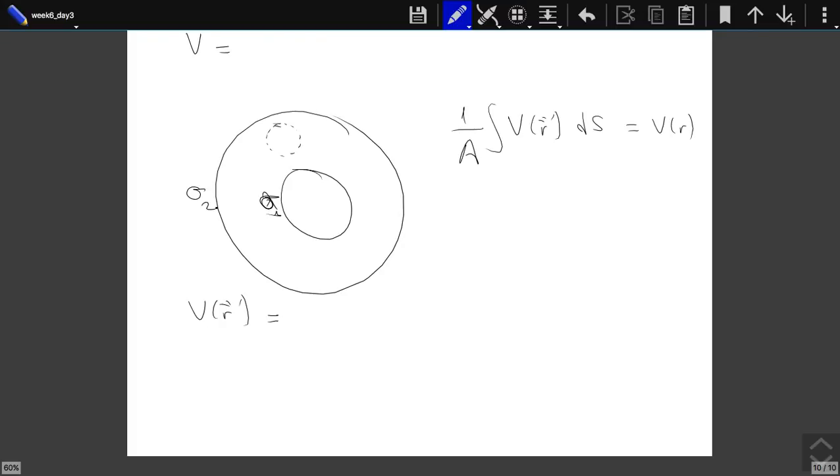So V of r will be sigma 1 times 2 pi a, this is the linear charge density, times the logarithm of r prime over a. This will be the potential. Now r prime is the square root of x squared plus y squared. So this is our potential at the point r prime. You have to evaluate this integral. So your problem was calculating this integral of the logarithm of r prime over this sphere.